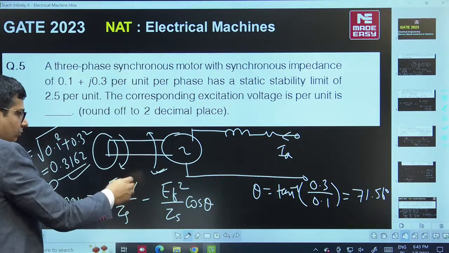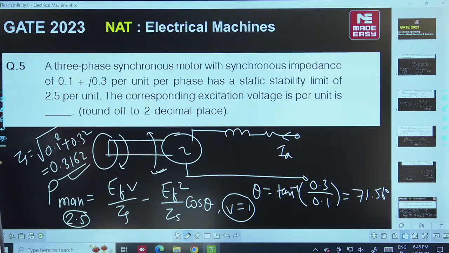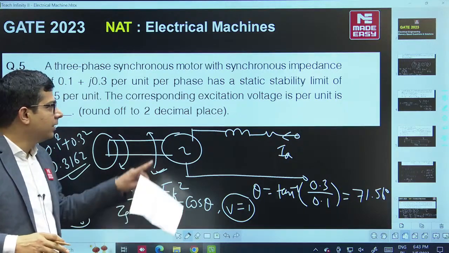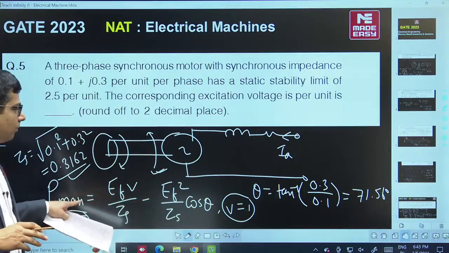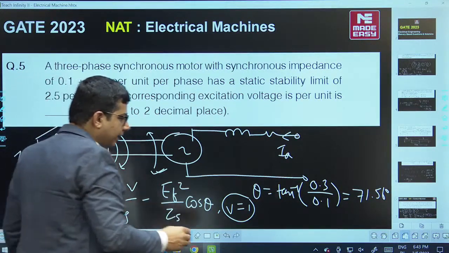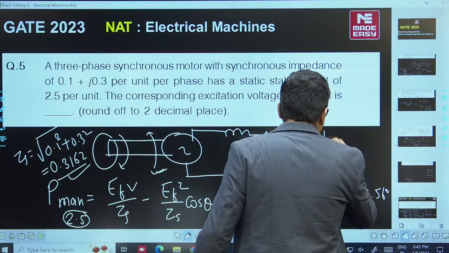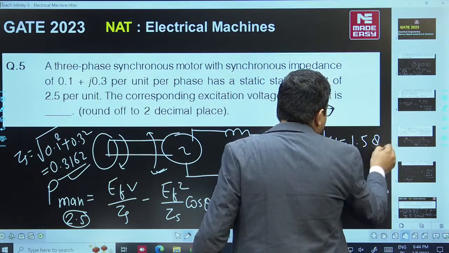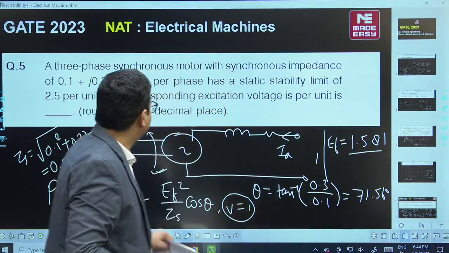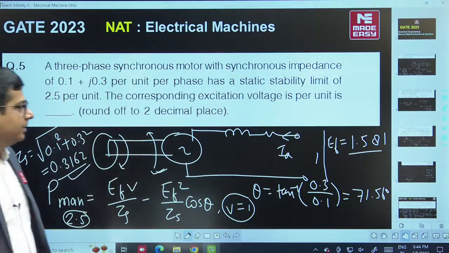So in this quadratic equation, what will be the value of V? V will be 1 per unit. The rated terminal voltage will be 1 per unit, right? Because in this question, the per unit value is given. So now only one unknown will be there. While solving this quadratic, we will get our answer, and the EF value will be approximately 1.581. We get this from whatever data I have been given, right?